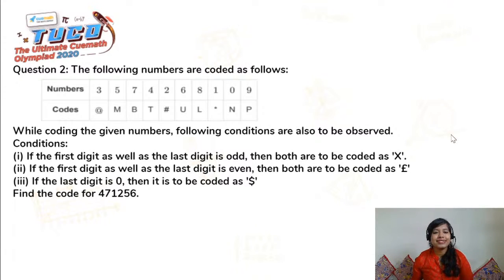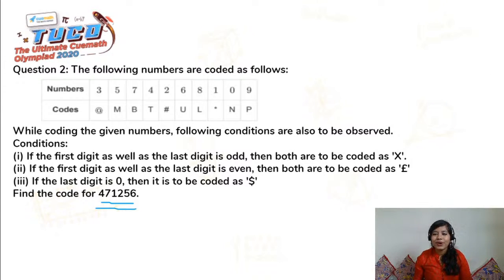Alright. So here is our question. The following numbers are coded as follows. They have given the codings, that is the numbers with the codes. And as per the conditions, let's see. If the first digit as well as the last digit is odd, then both are to be coded as X. Okay, and we have the three conditions. All of you can go through it. And then we are finally supposed to find the coded version of 471256. Let's see how are we going to do this.